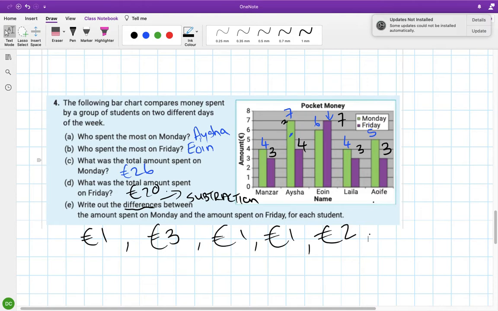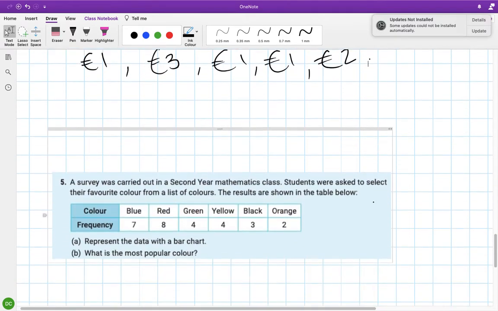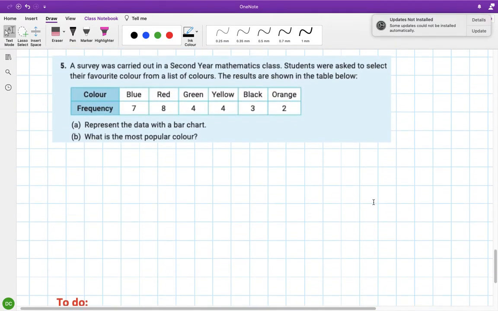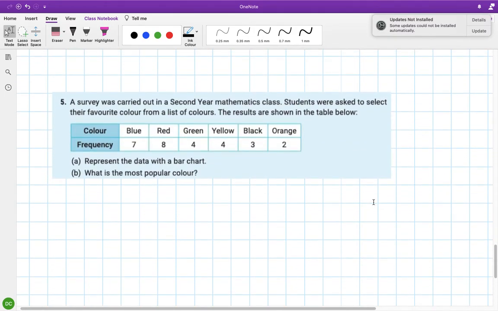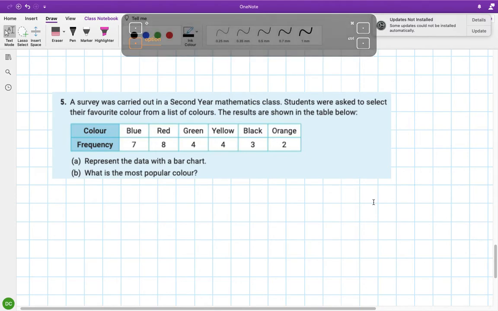Write out the differences between the amount spent on Monday and the amount spent on Friday for each student. Okay. A survey was carried out in a second year maths class. Students were asked to select their favourite colour from the list of colours. The results are shown below. Represent the data in a bar chart.